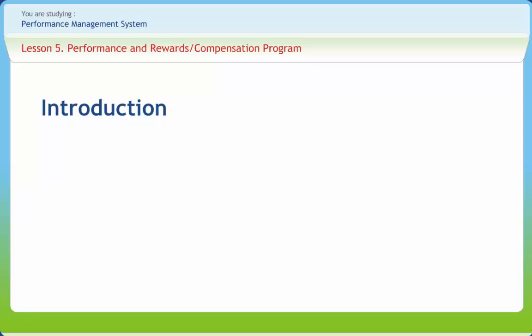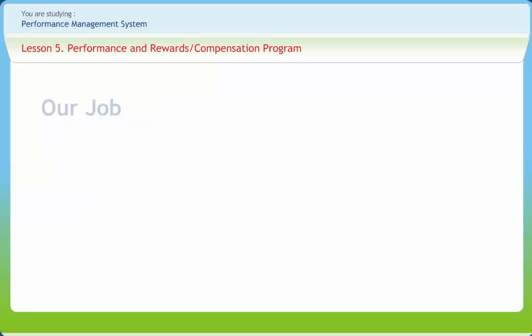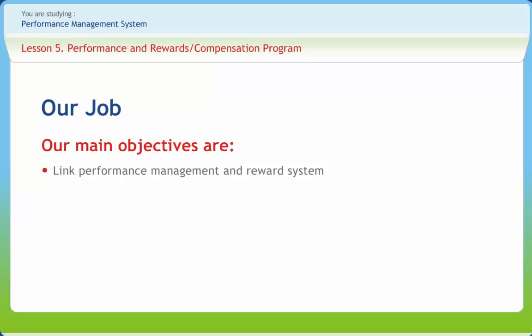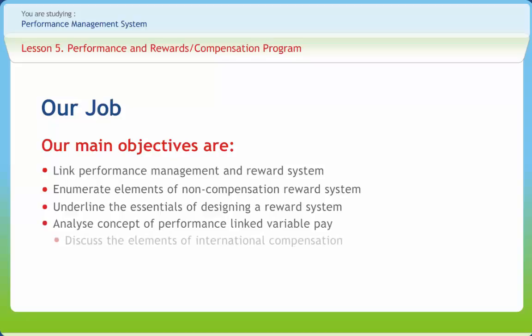In this lesson, we will discuss various conceptual aspects related to the performance and rewards or compensation program of the organizations. It follows from the previous slide that after studying this lesson, you should be able to link performance management and reward system, enumerate elements of non-compensation reward system, underline the essentials of designing a reward system, analyze the concept of performance-linked variable pay, and discuss the elements of international compensation.